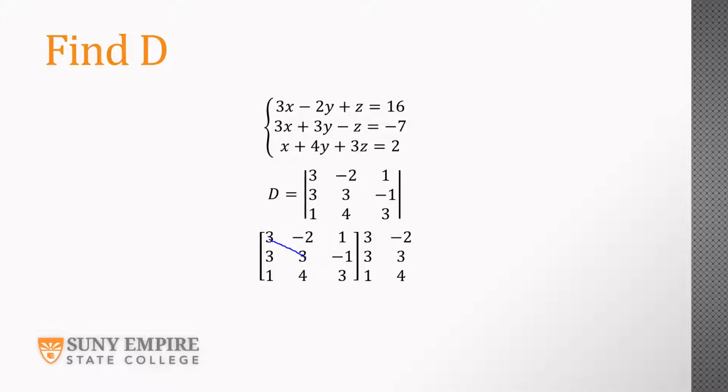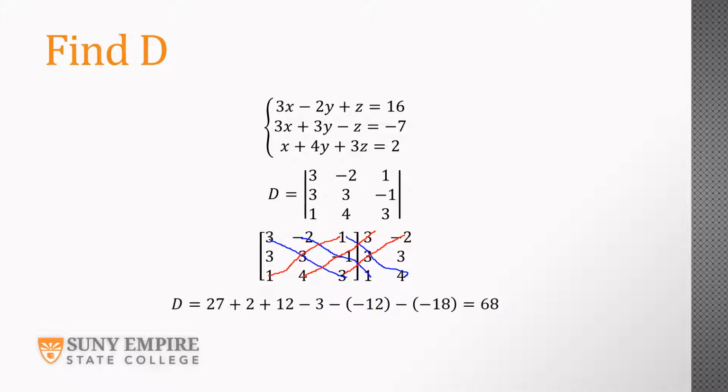We have 3 times 3 times 3 to get 27. Negative 2 times 1 times 1 to get negative 2. 1 times 3 times 4 gives us 12. We also find the bottom-up diagonal products. 1 times 3 times 1 is 3. 4 times negative 1 times 3 is negative 12. 3 times 3 times negative 2 is negative 18.